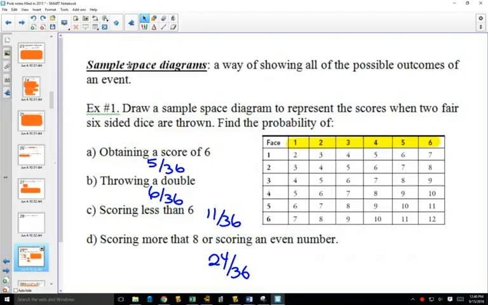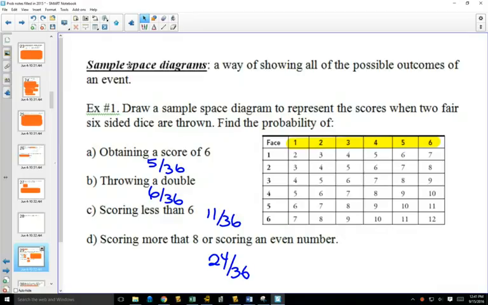So you count all the ones more than 8, which are your 9s, your 10s, your 11s, and your 12s. Then you go back and also count the even numbers you haven't done, which are your 8s, your 6s, your 4s, and your 2s. You could use your formula for that if you wanted to, doing the probability of 8 plus the probability of even number minus the overlap. So that would work as well. But when you have a chart like this, usually it's the fastest just to count it up. And you could count it up to be 24.